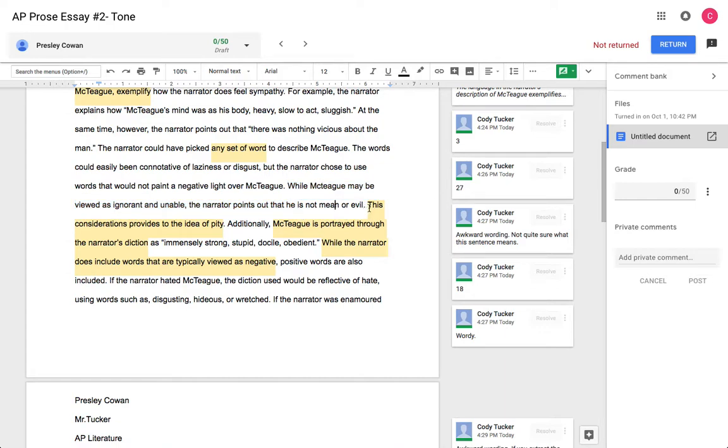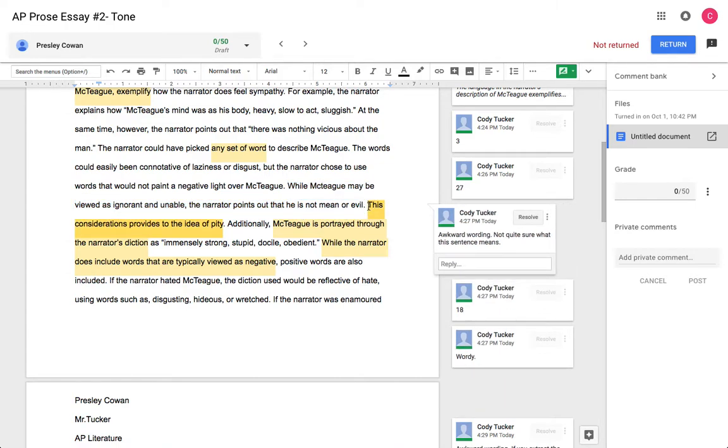That's fine. And then this sentence, "This considerations provides to the idea of pity." That is, it's the wrong verb. It's just awkwardly worded in a way where I'm not sure what you're trying to say. I think you're trying to tie it to the pity that the narrator feels for McTeague, and we can see this by their consideration of the good traits of McTeague's character.